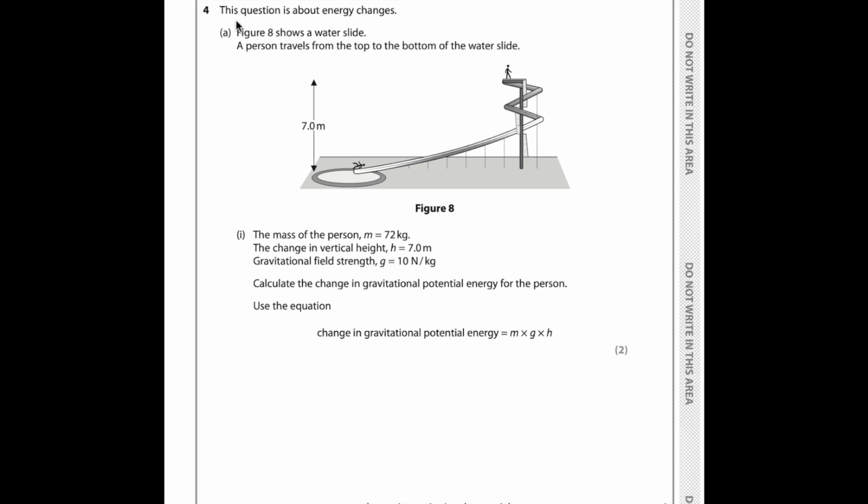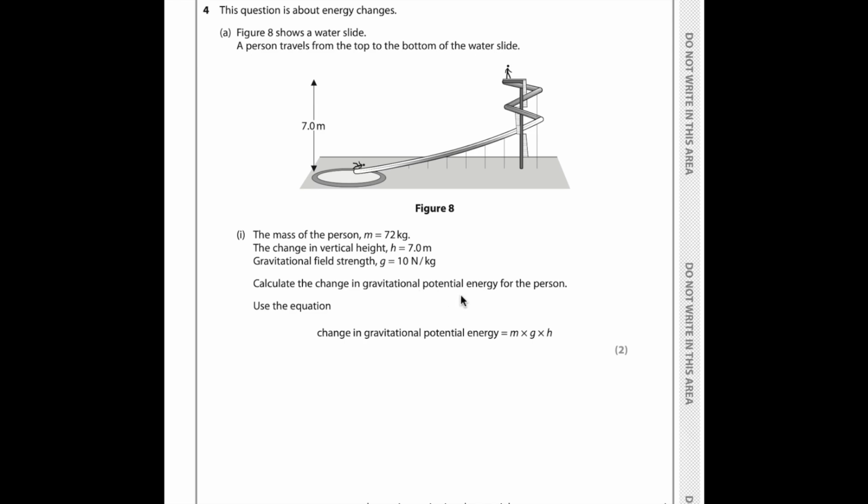Question 4. This question is about energy changes. Figure 8 shows a water slide. A person travels from the top to the bottom of the water slide. The mass of the person is that, so M is that. The change in vertical height H is that. Gravitational field strength G is that.